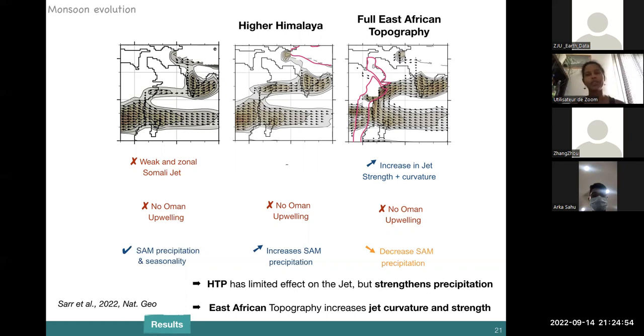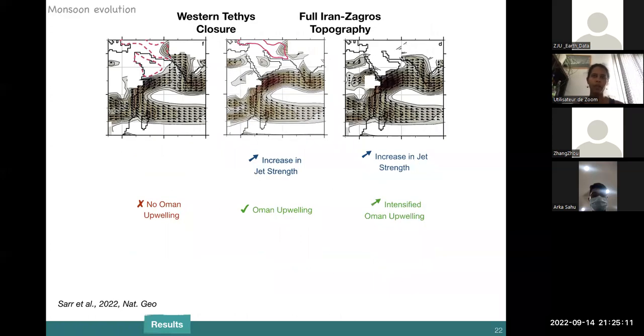This result on East Africa is kind of controversial, because a lot of other studies using different models or different background geography setups do simulate an increase in precipitation in the South Asian monsoon region when they change the topography of Africa. Now shifting to other more unusual features in the Middle East, namely the Tethys Seaway and the Iran-Zagros.